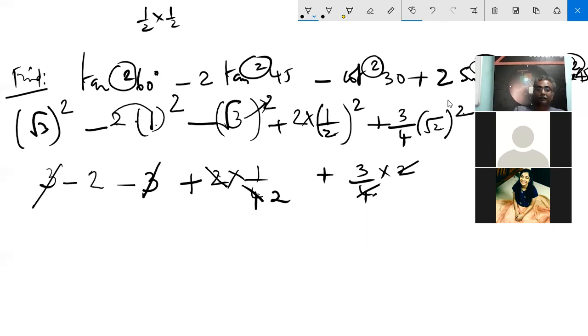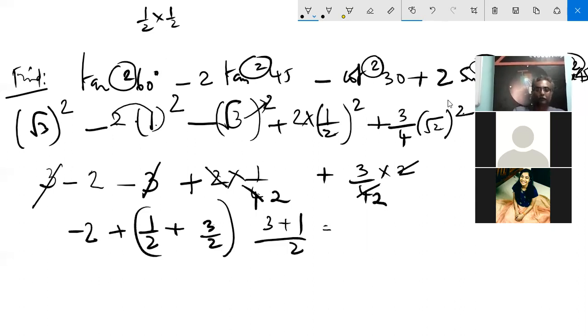3/2. Okay. So now minus 2 plus half plus 3/2. That is what you want. 3/2 plus half is how much? 3 plus 1, how much? 4. 4/2 how much? 2. So it is 2 minus 2. How much is the final result?